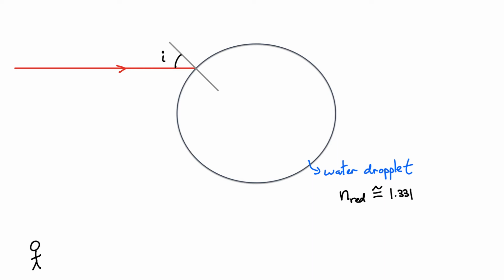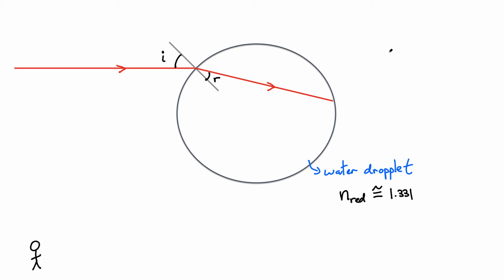What I am more interested in is what happens to the light that enters this rain droplet right here. Some of it is going to enter the rain droplet, and it's actually going to bend. And it bends according to Snell's law. So let's call this the refracted angle, just call it R.